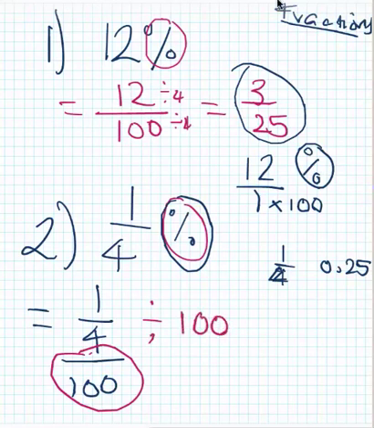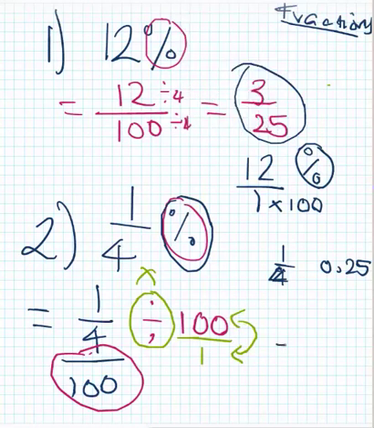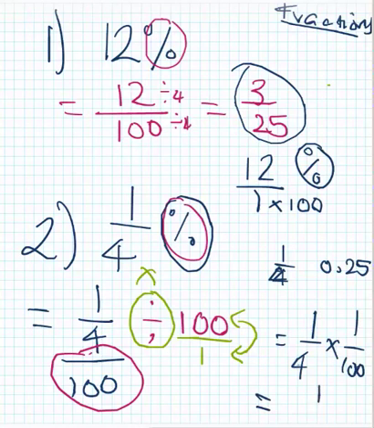Okay? And then using our fraction skills, to turn this into times, that 100 over 1, we simply flip it, and we end up with 1/4 times 1 over 100. And then finally, we end up with, well, 1 times 1 is 1, and 4 times 100 is 400. Okay? Now, that is a long way of doing it.